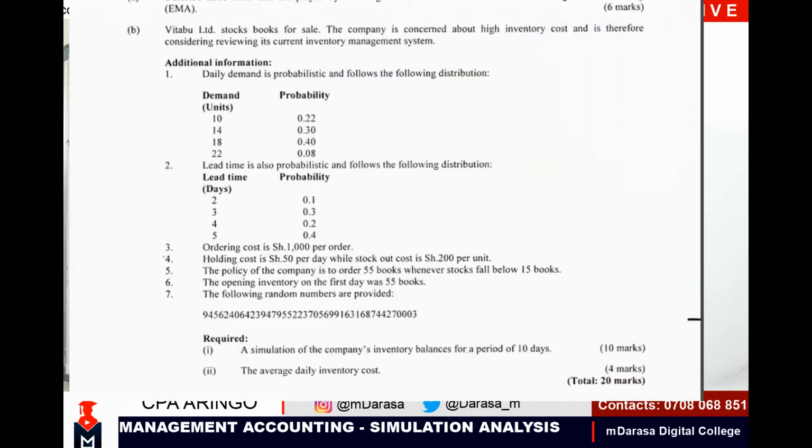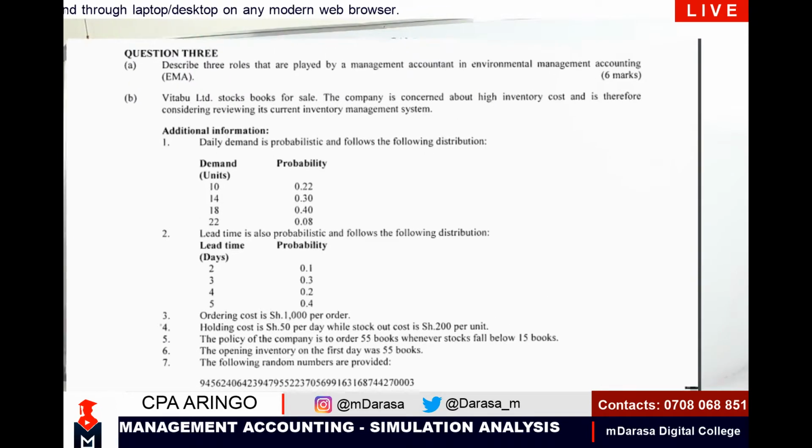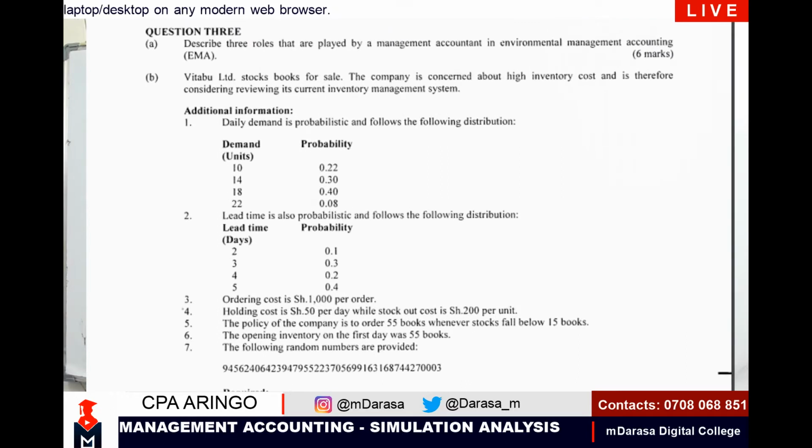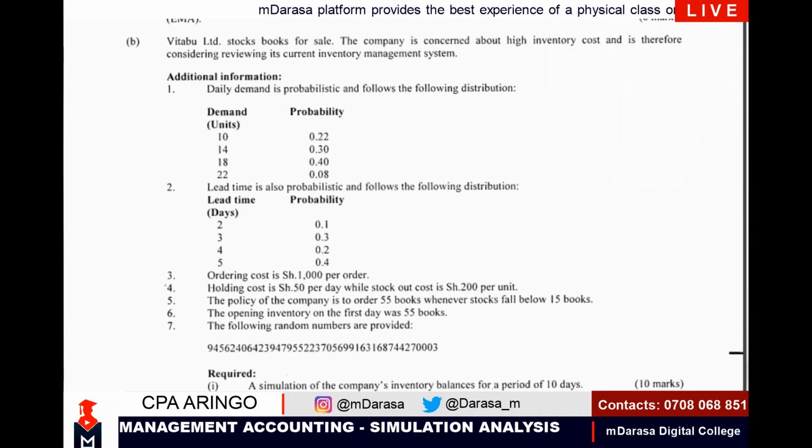In our question, this is what we are told. November 2018, question number 3, part C. Vitabu Limited stocks books for sale. The company is concerned about high inventory cost and is therefore considering reviewing its current inventory management system. Additional information: I'm given our daily demand. Daily demand is probabilistic and follows the following distribution: demand and probability. Note number 2, I'm given our lead time in days and probability.